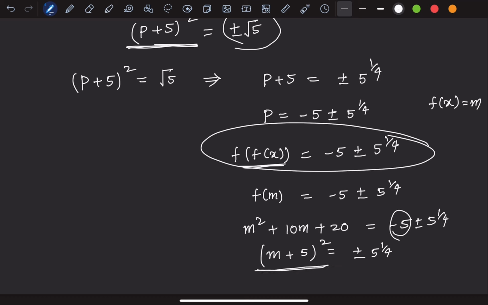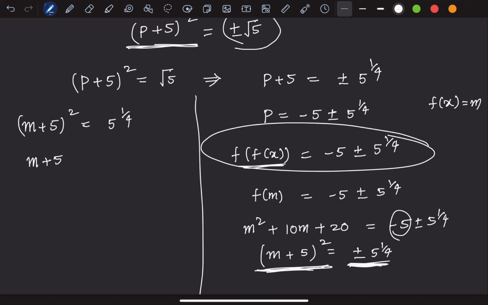Again, this left hand side is a perfect square and a perfect square cannot be negative. So the case that this perfect square is equal to minus 5 to the power 1 by 4 can be eliminated. So your m plus 5 whole square is simply 5 to the power 1 upon 4. From this you can write your m plus 5 as plus or minus 5 to the power 1 upon 8. So your m is simply minus 5 plus or minus 5 to the power 1 upon 8.